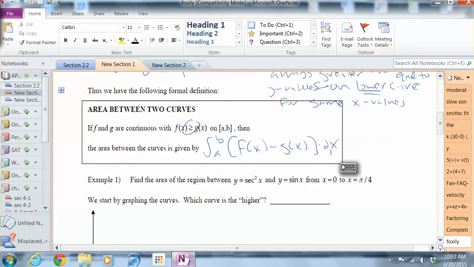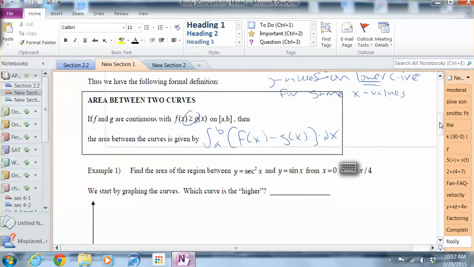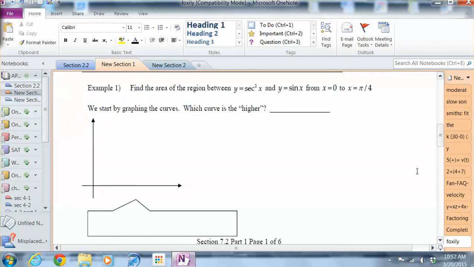So let's look at an example where we can try this. Let's say we're considering y equals secant squared x, y equals sine x from 0 to pi over 4. So here we got 0, here we got pi over 4. Now remember, secant squared x is like 1 over cosine x, then squared. So if you want to graph in the calculator, that's how you type it in. It would look something kind of like this.